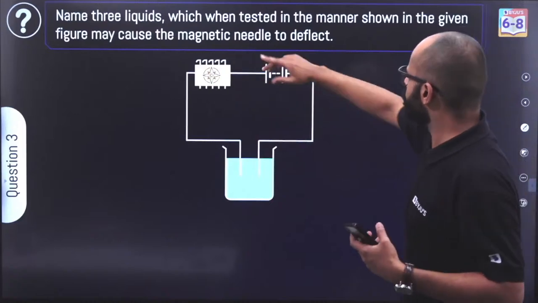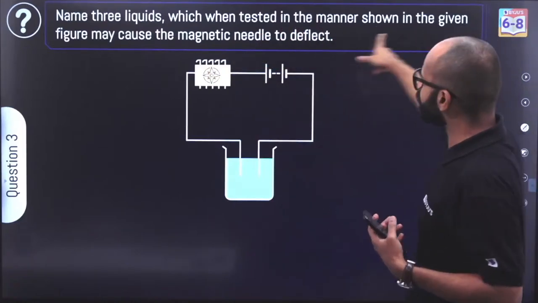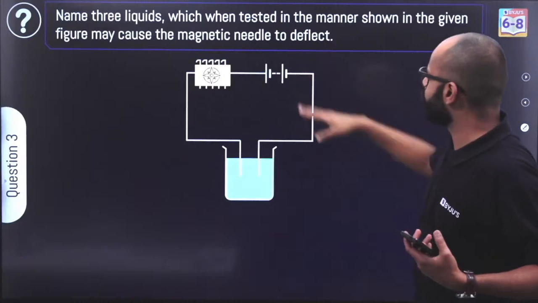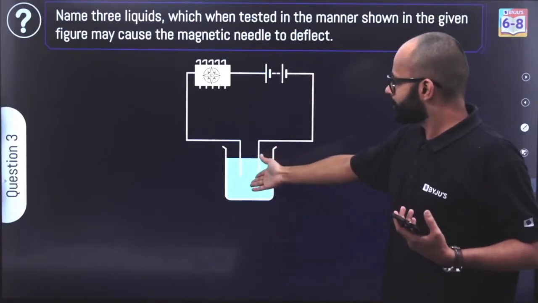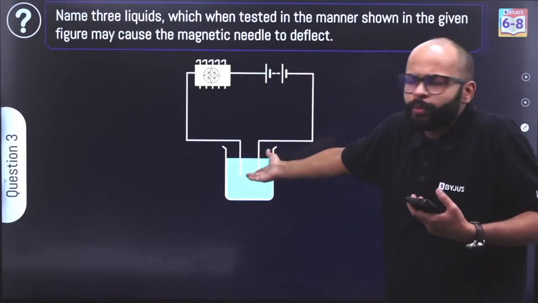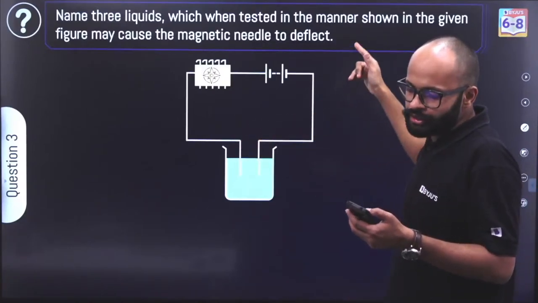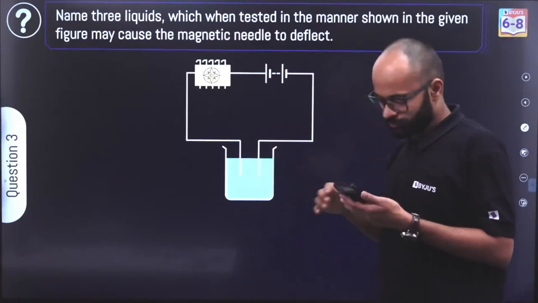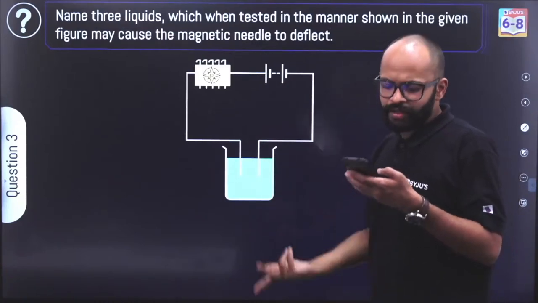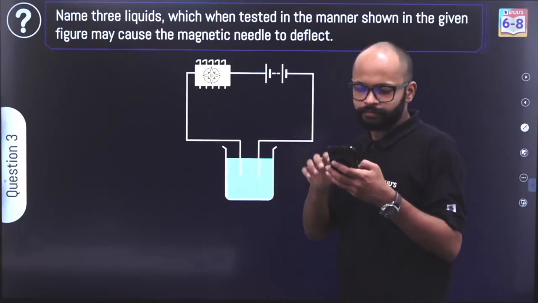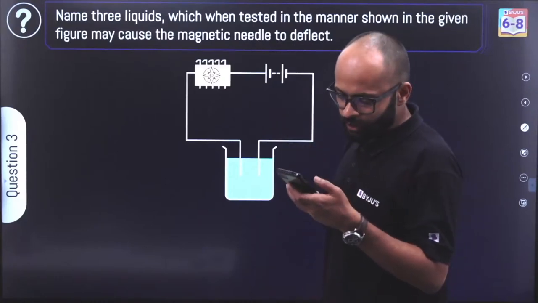Name three liquids which when tested in the manner shown in the given figure may cause the magnetic needle to deflect. Teen liquid batao. Tell me, what could be three liquids which can actually make the current flow in this wire? Very good. Nice.